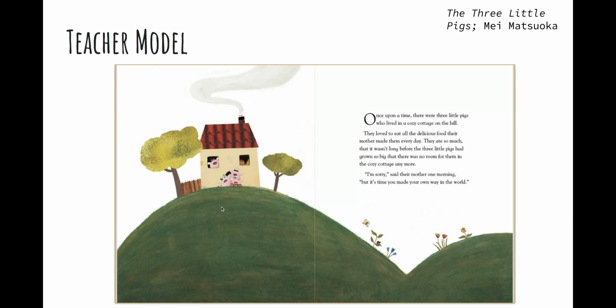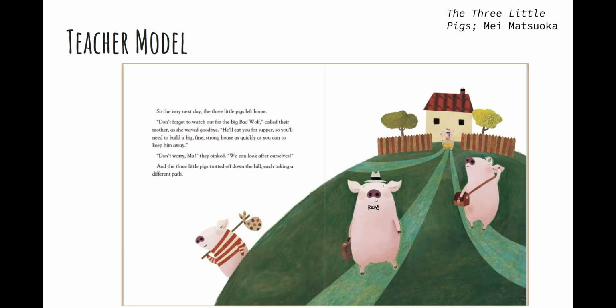Once upon a time, there were 3 little pigs who lived in a cozy cottage on a hill. They loved to eat all of the delicious food that their mother made them every day. They ate so much that it wasn't long before the 3 little pigs had grown so big that there was no room for them in the cozy cottage anymore. "I am sorry," said their mother one morning, "but it's time you made your own way in the world." So the very next day, the 3 little pigs left home.